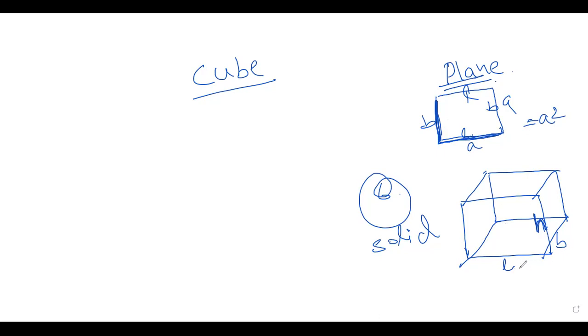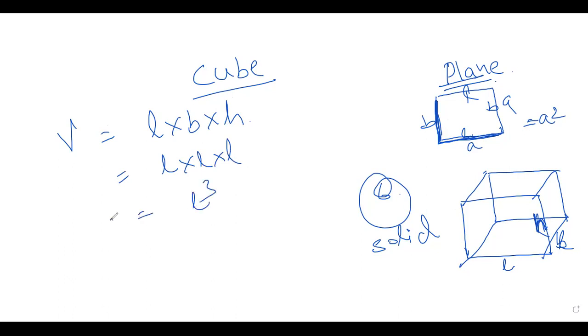We can measure length, breadth and height. See, in case of a cube all are equal. So if you write l, l, l, the volume of a cube is equal to l into b into h. Since all are equal in a cube, we can write l into l into l, that is equal to l cube. So cube is nothing but we have to multiply the number by itself three times. Understood children? Let us see how to find the square root, sorry, cube root of a number.